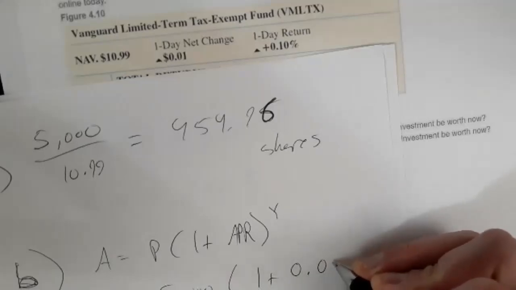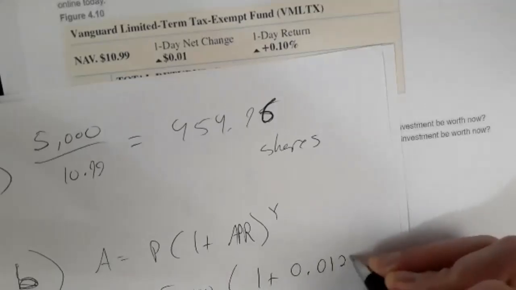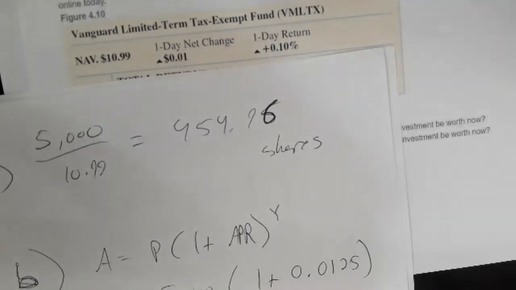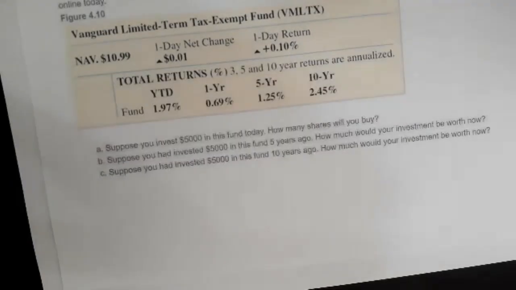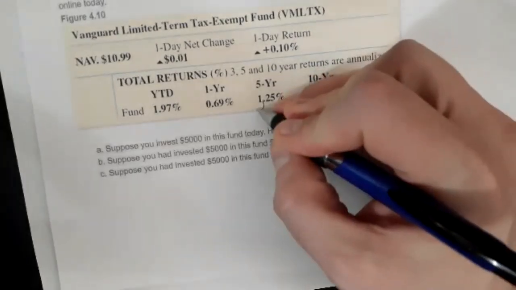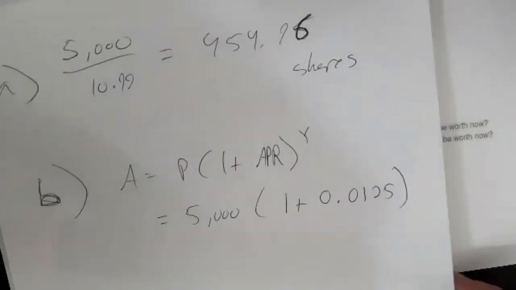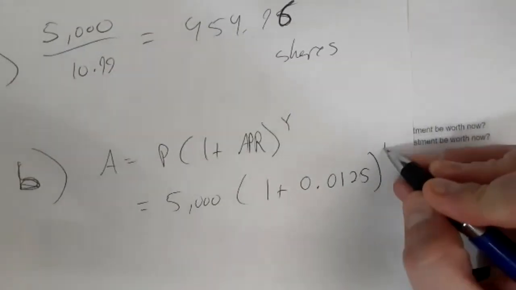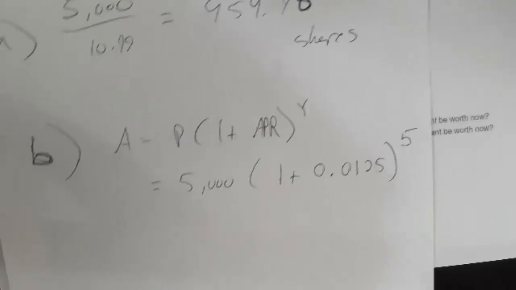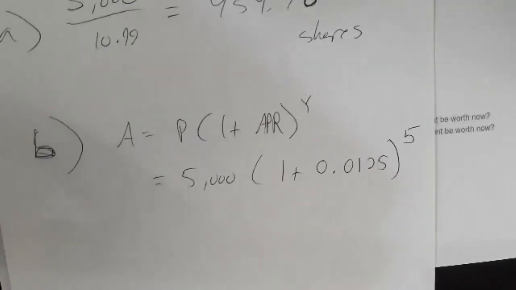0.0125, right? Let me make sure I convert that right. Make sure you convert these right. I was trying to do it in my head too quick. It's 0.0125 is what I want to do, and I want to raise this to the Y, which is the 5th on this one. We're going for 5 years. So we've done a few of these examples: 1.0125, I raise this to the 5th, and I multiply that by 5,000.